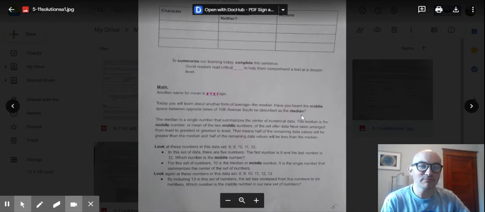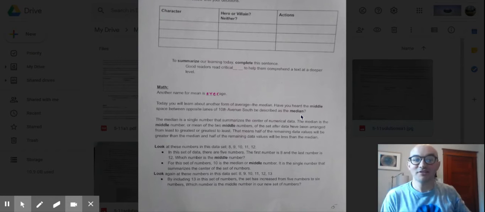The big important thing about the median is that, first off, my dog has joined us.